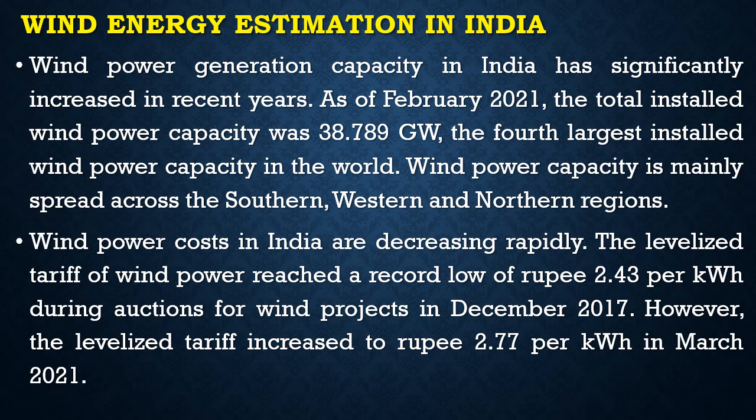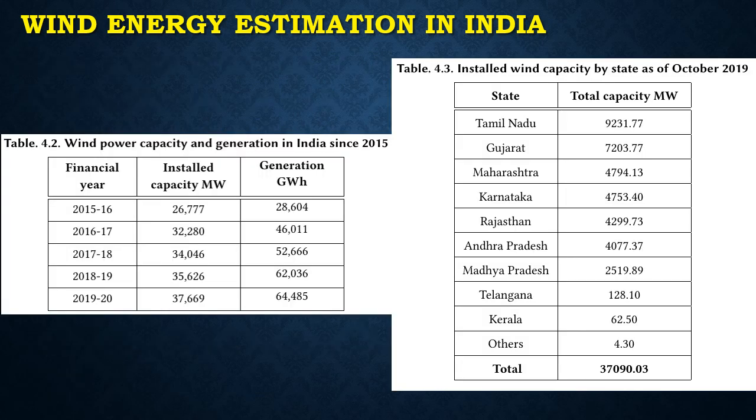The wind power capacity is mainly spread across the southern, western and northern regions. Wind power costs in India are decreasing rapidly. The levelized tariff of wind power reached a record low of rupees 2.43 per kilowatt hour during auctions for wind projects in December 2017. However, the levelized tariff increased to rupees 2.77 per kilowatt hour in March 2021.